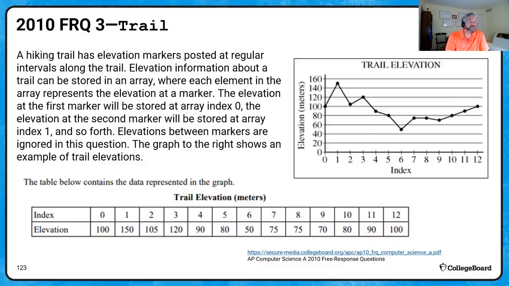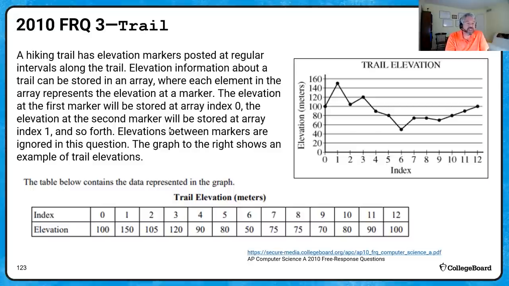For this question, it says that a hiking trail has elevation markers posted at regular intervals along the trail. Elevation information about the trail can be stored in an array. In the example, each element in the array represents the elevation at a marker, and the elevation at the first marker is stored at position 0. You can see in the little graph here that at our starting point of the trail, we're at an elevation of 100 meters. Then at each preset interval, I get a new elevation marker that tells me my elevation at that point.